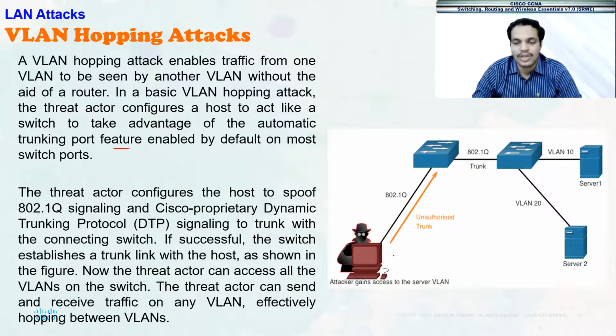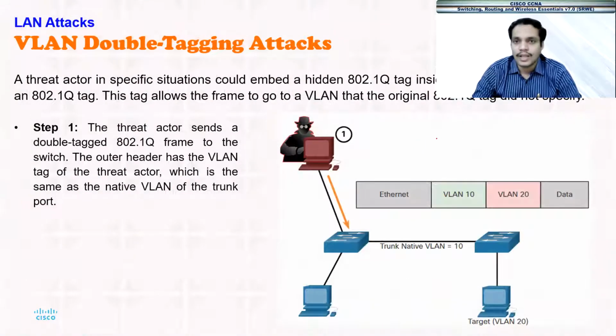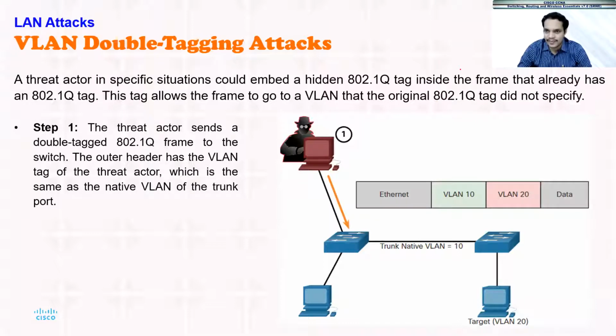He gains access to the server. He gains access to any VLAN he wants. That is the reason this attack is called a VLAN hopping attack, because the threat actor can send and receive between different VLANs, not just one VLAN. Now, this is a double tagging attack. The name itself is self-explanatory.